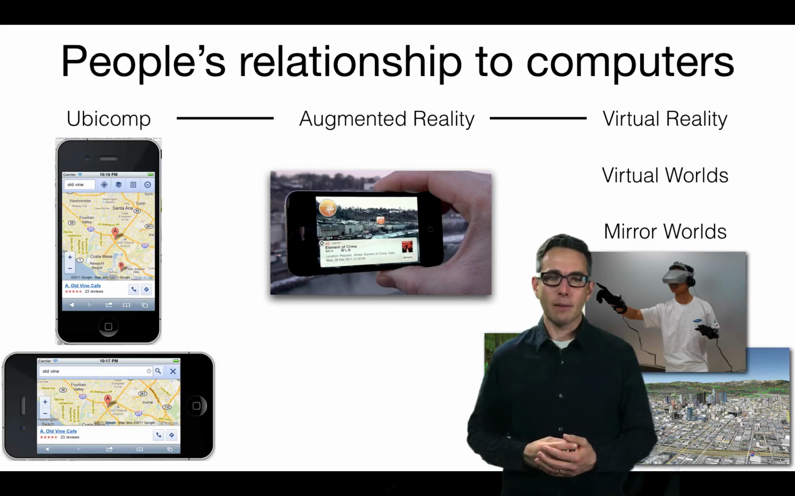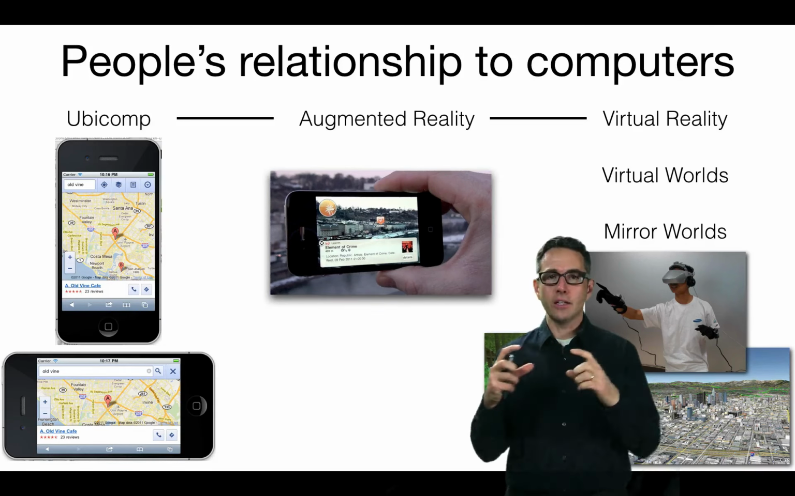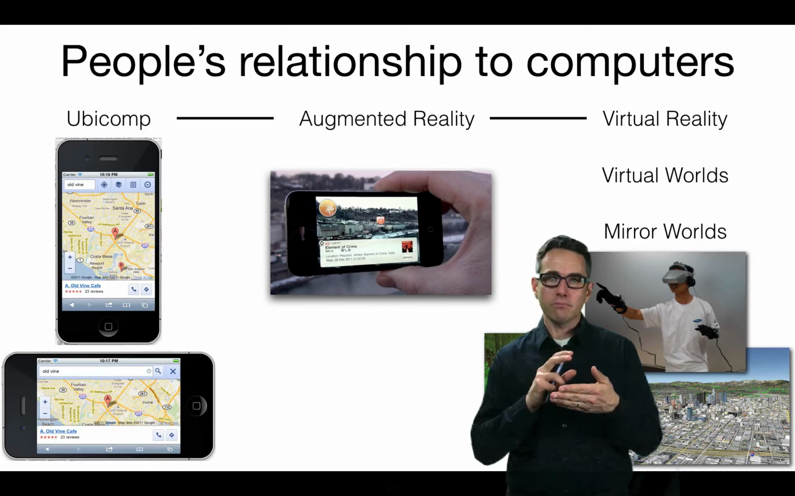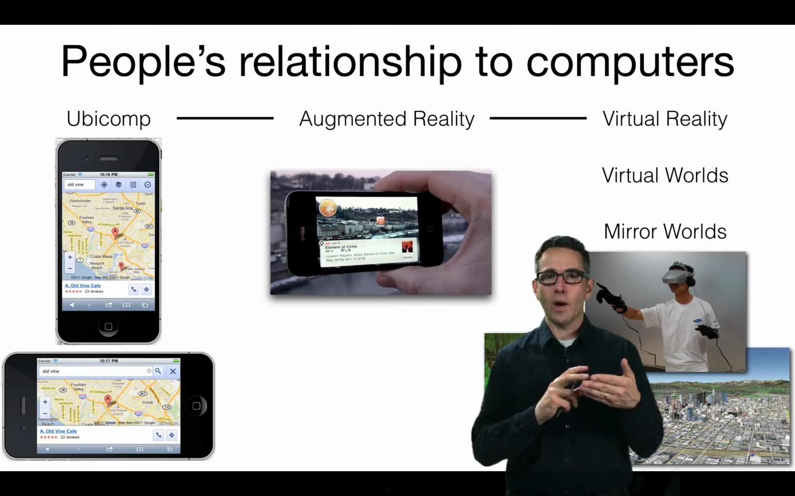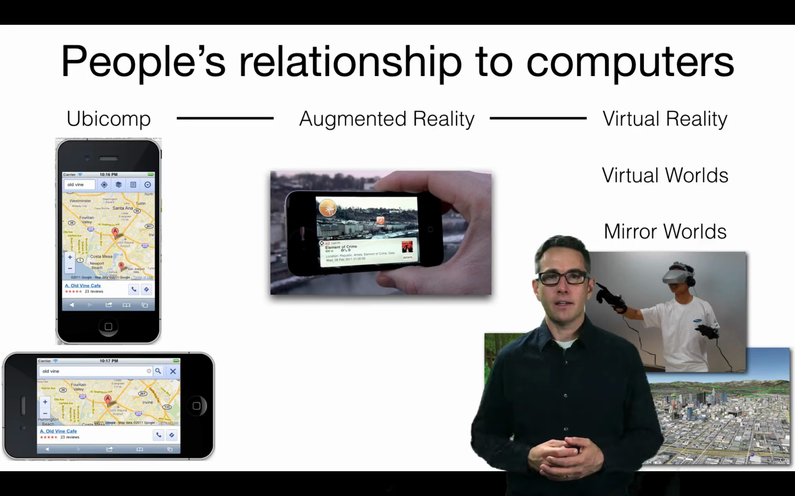So this is an example of an augmented reality app that you can hold up and pan around the world that's near you, and the application will overlay onto that world little icons and information about what you're seeing on the screen. And there are various technologies that support this.